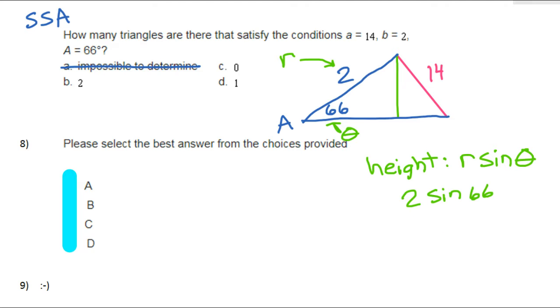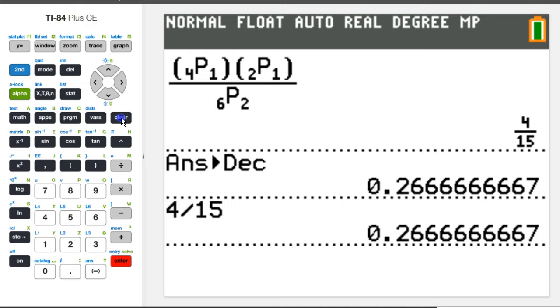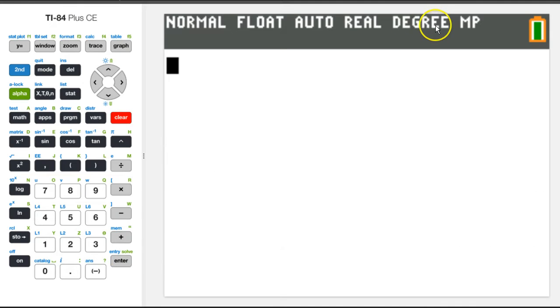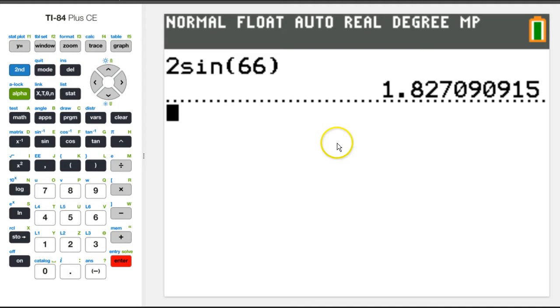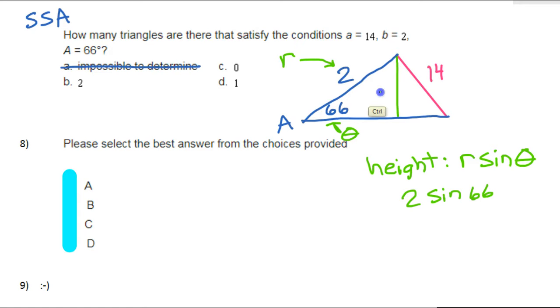So you can just put that in your calculator. Make sure that your calculator is in degree mode because 66 is in degrees. You can see that my calculator is in degree mode, so make sure it doesn't say radians right there. Anyway, 2 sine 66. That's 1.8. So that gives us the height of this triangle. The height is 1.8.